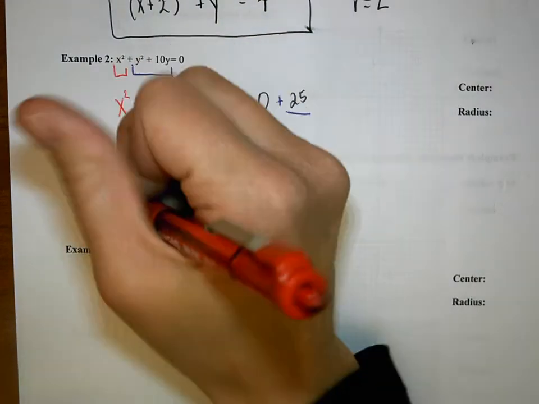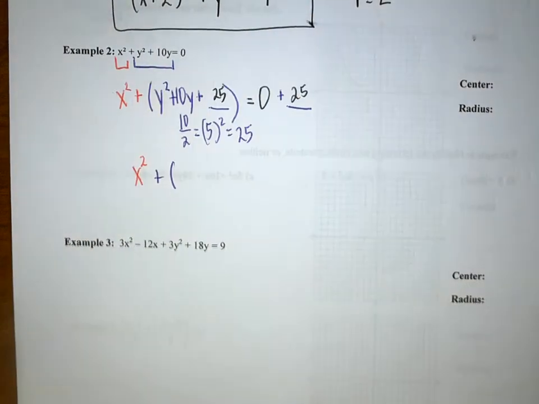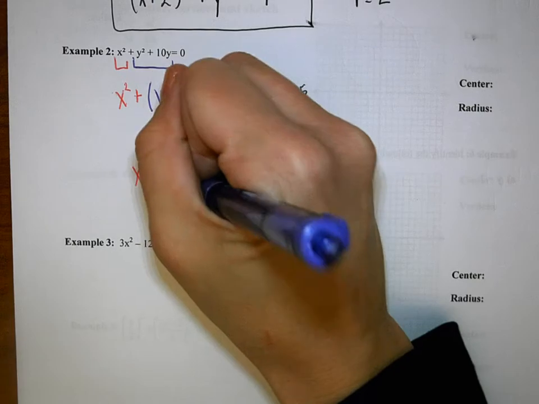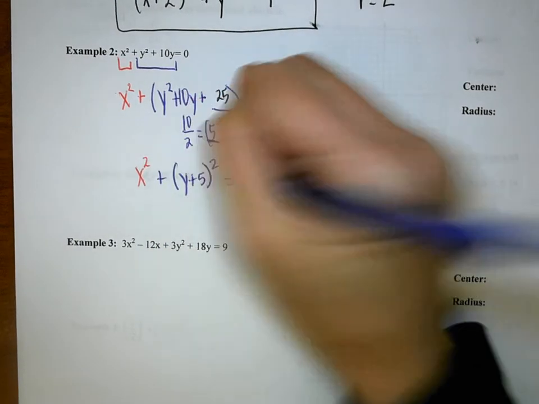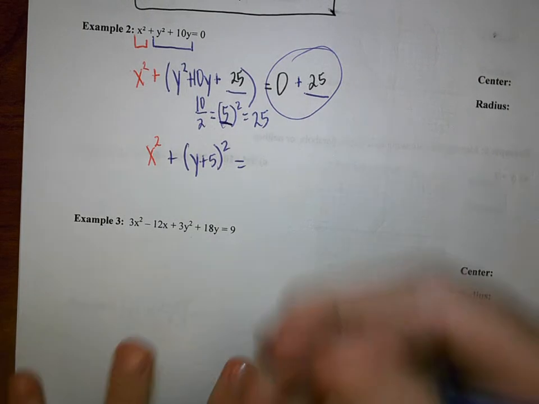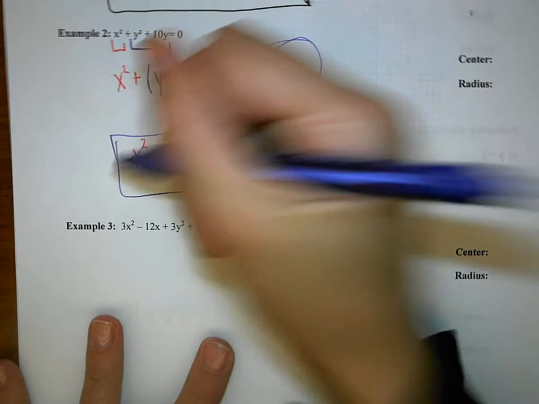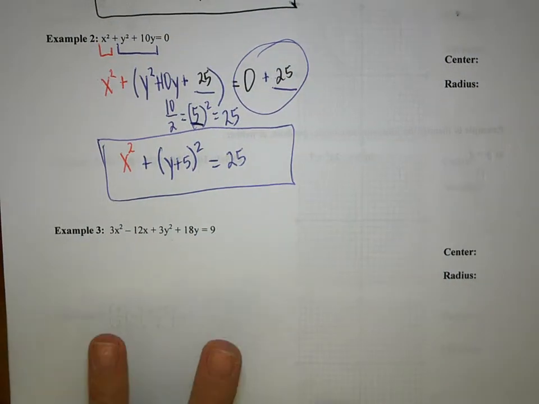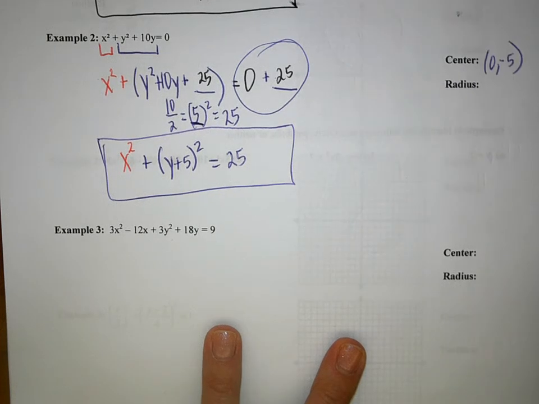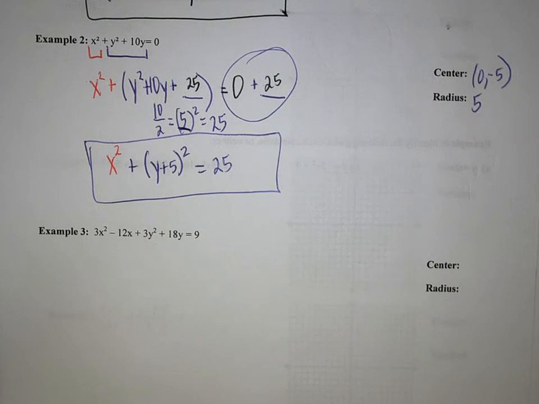Now we're going to write our equation. We have x squared plus, what will be my y? Good, we have that right there. Y plus 5 squared equals, and when I add 0 plus 25 together, that equals 25. There's my equation in descriptive form now. What is my center? Very good, 0, -5 is correct. And what is my radius? And how do we know the radius is 5? We take the square root of 25.